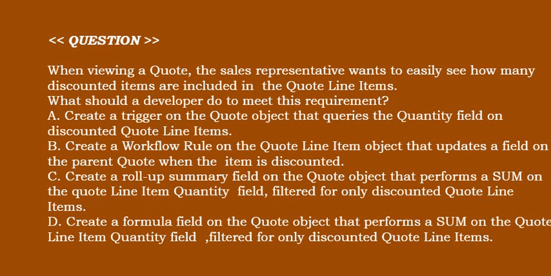Option C. Create a roll-up summary field on the quote object that performs a sum on the quote line item quantity field, filtered for only discounted quote line items. Option D. Create a formula field on the quote object that performs a sum on the quote line item quantity field, filtered for only discounted quote line items. Correct answer is option C.